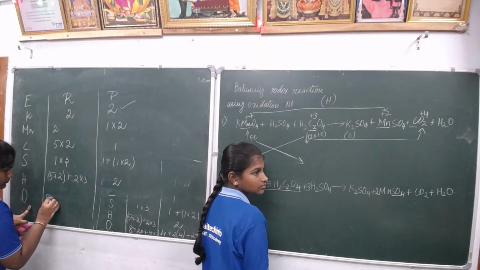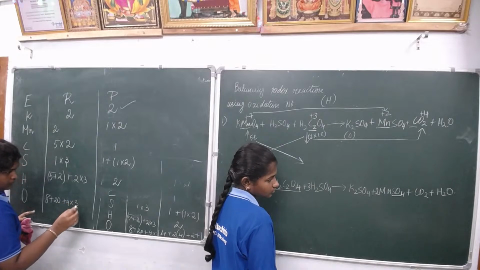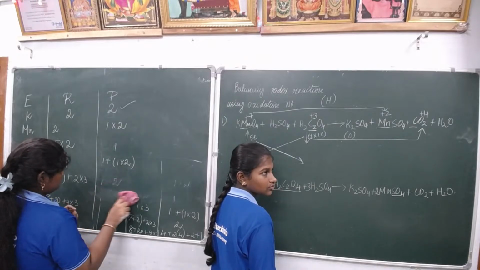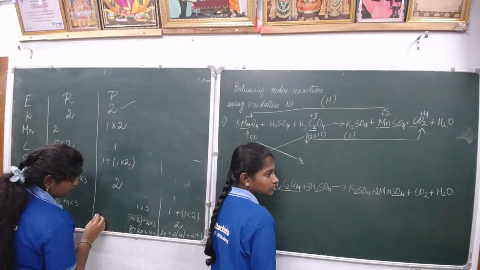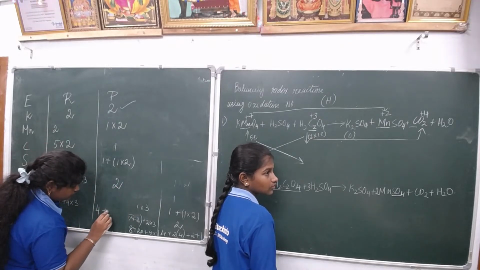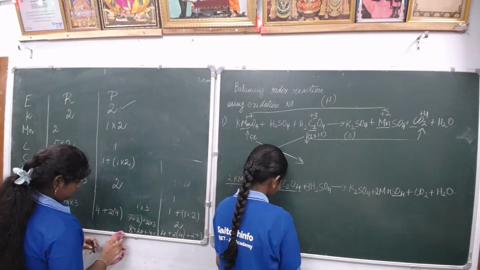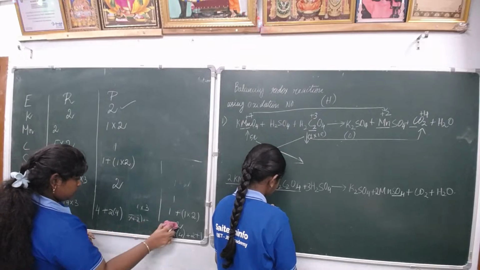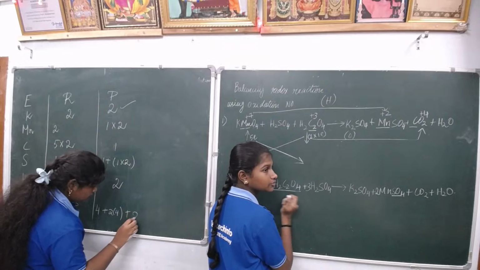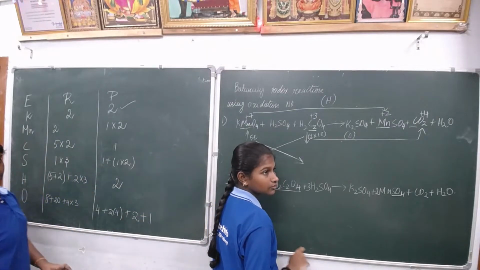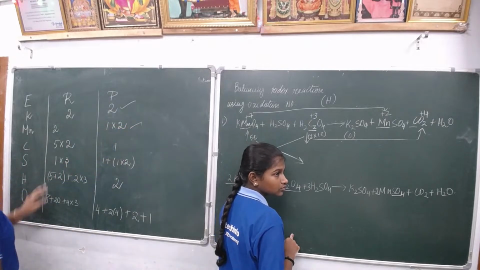Give enough space for oxygen. 2 into 4, 5 into 4, 3 into 4. Oxygen. On this side, 4 plus 4 into 2 plus 2 plus 1. Okay, now listen. So let us come back. Potassium, that is salt. Manganese, put tick mark, balanced. And what about carbon? 5 into 2, 10. So here multiply by 10.